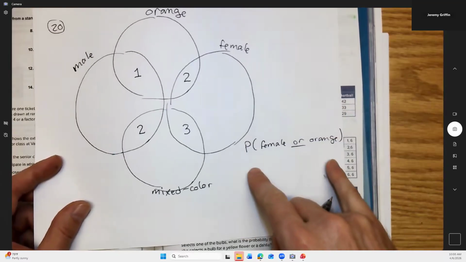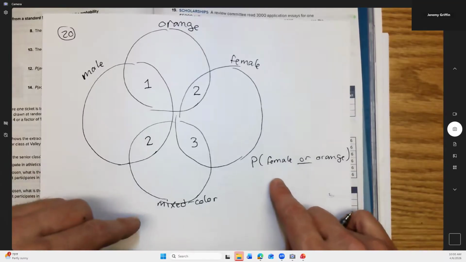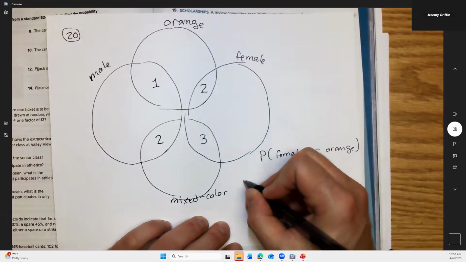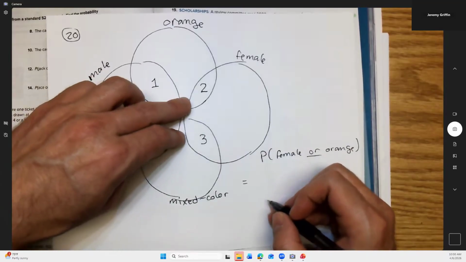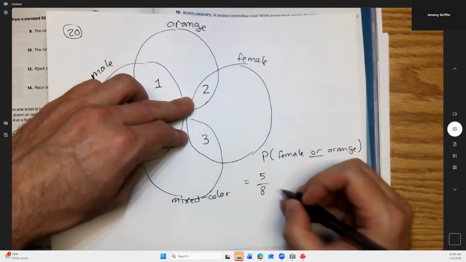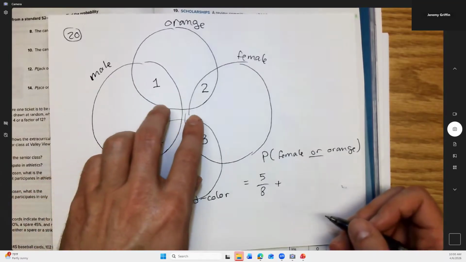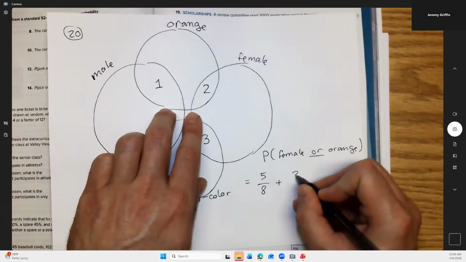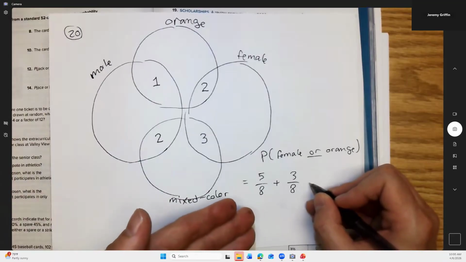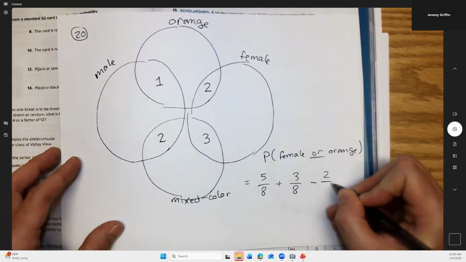I think it's pretty similar to the last question we did. There's 2 different ways we could do this. We could add the females, add the oranges, and then subtract out the intersection. So let's do that first, and then we'll do it the other way later. Probability of female is 5 out of 8 cats. Do you guys see 5 out of the 8 cats are female? Plus, guess what proportion of the cats are orange? I think 3 out of 8. You guys see there are 3 orange cats out of the 8 cats. But we've double counted some of these, because some are both female and orange. How many are both female and orange? 2, out of 8.